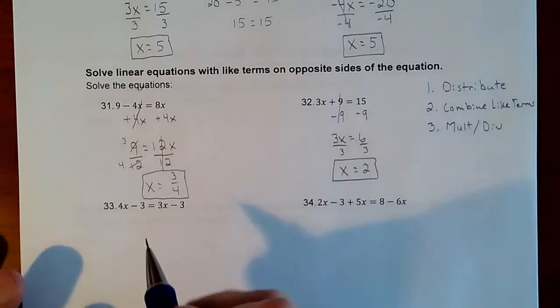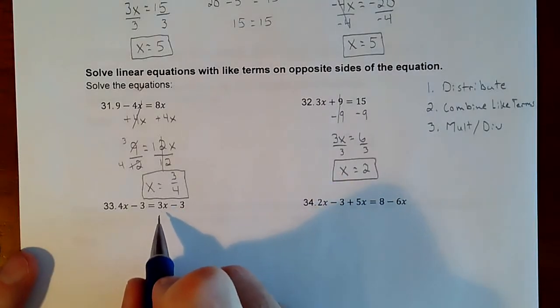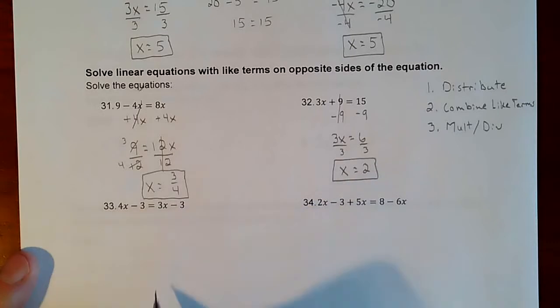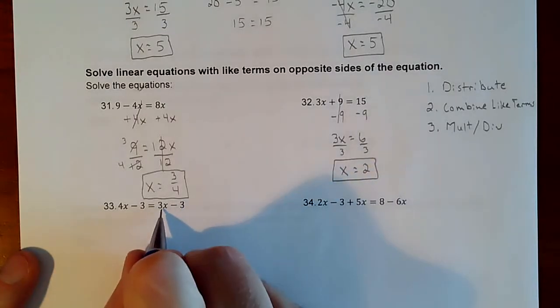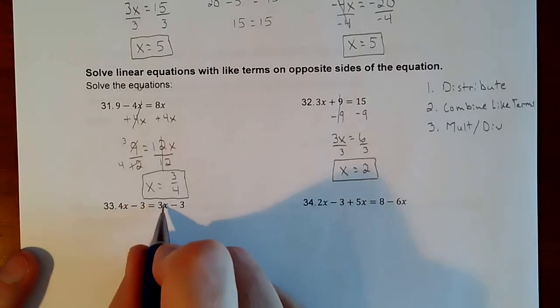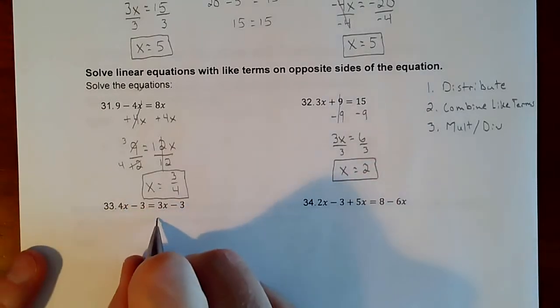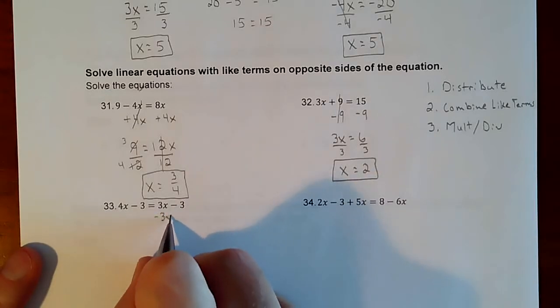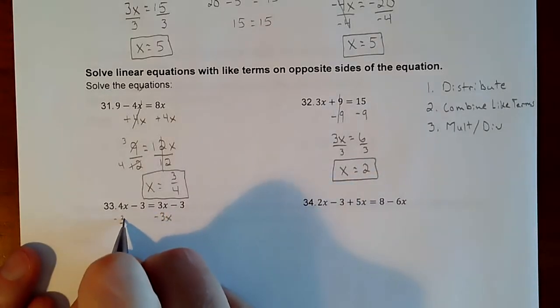Okay, so parentheses, I don't have it, but I do have like terms. So I want to put those x's together and I want to put those 3's together. So I'm going to take this 3x and subtract it over to this side. It keeps the x positive. Otherwise, I'd subtract a 4x and get a negative over here. I'm going to just try to keep it a little simpler for myself. So I'm going to subtract that 3x over to this side.